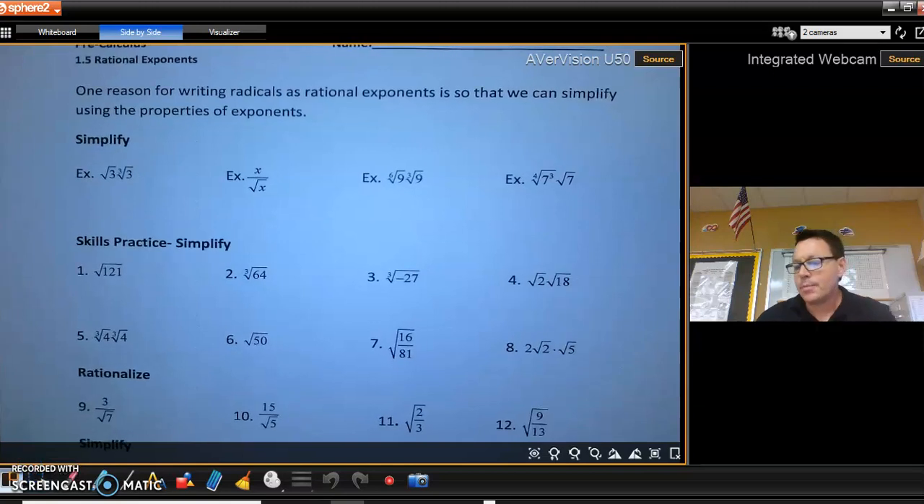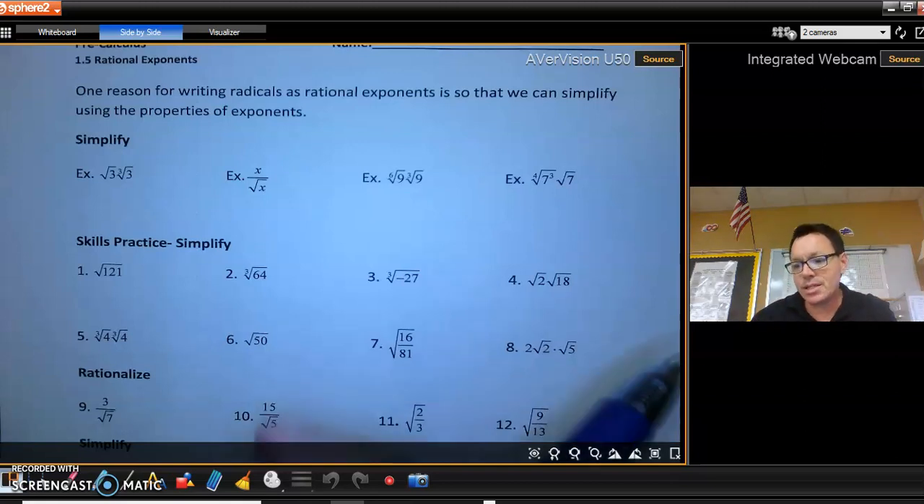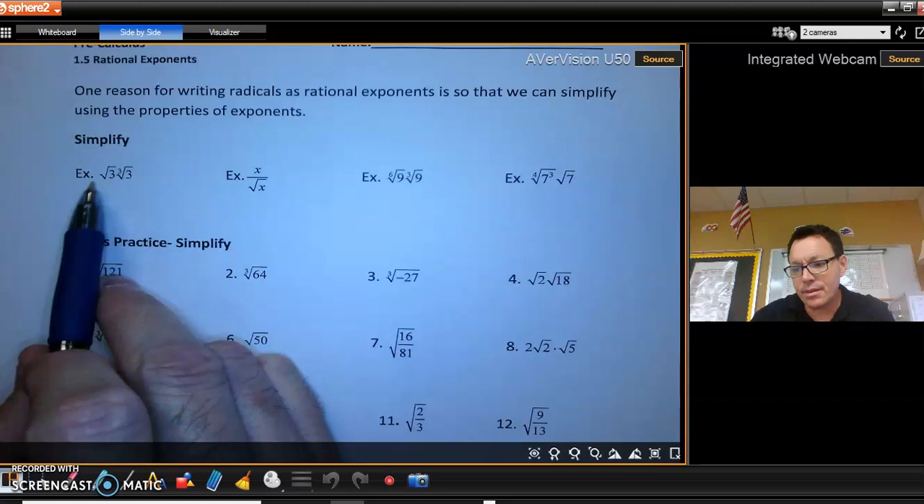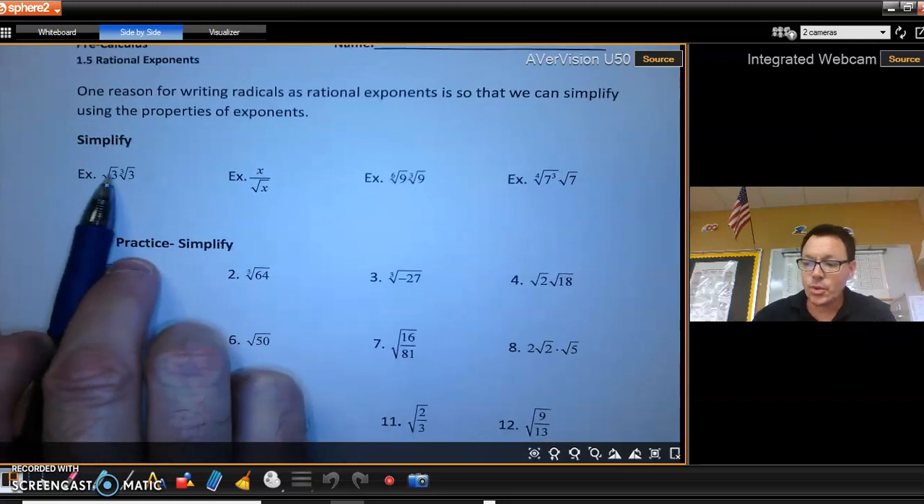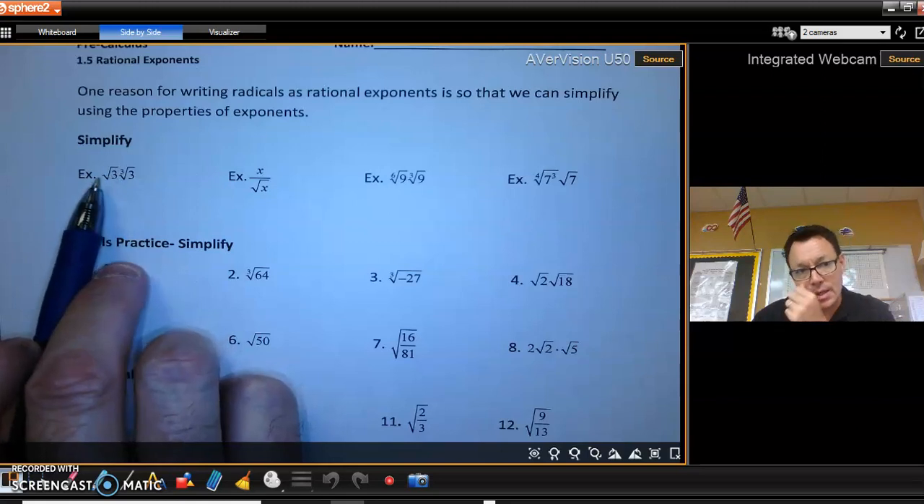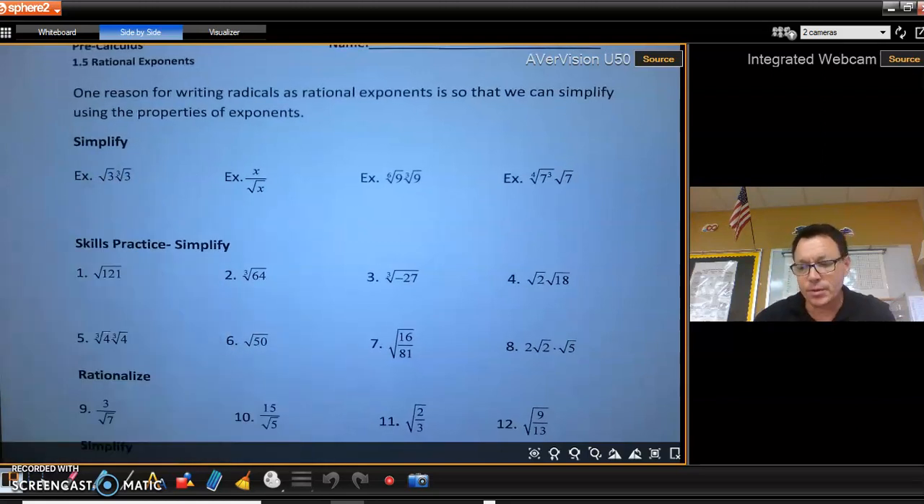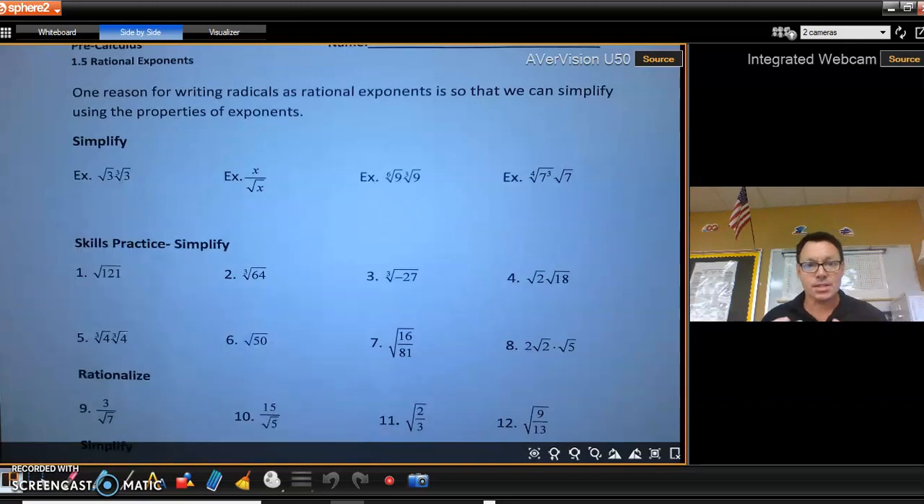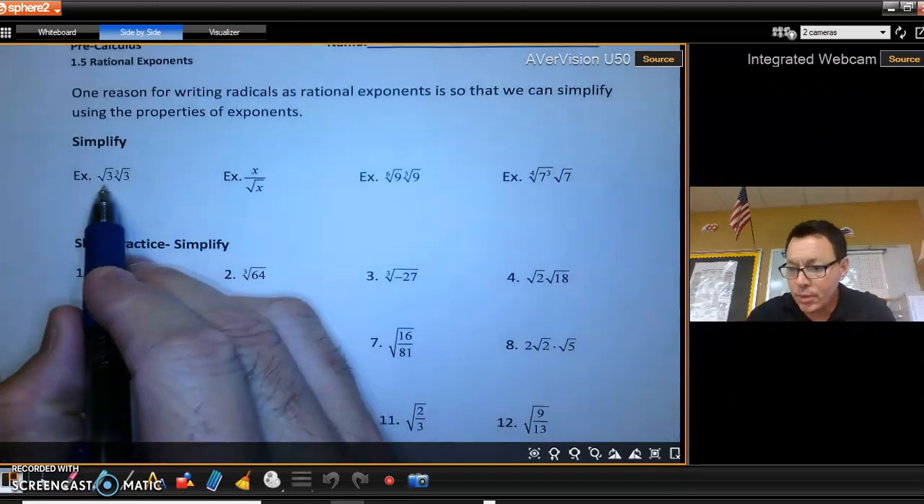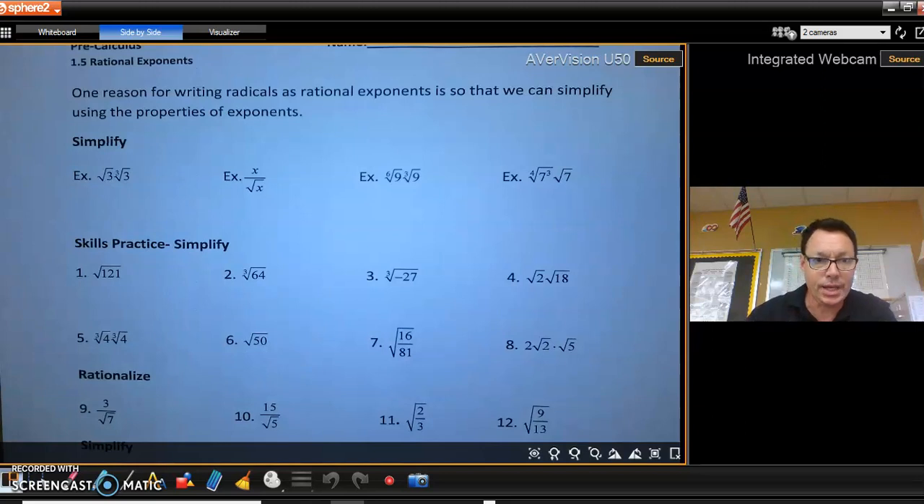All right, now the whole reason that we even use these rational exponents is because it allows us to simplify things that don't have radicals that have the same index. It allows us to simplify things like this. For example, this is the square root of 3 and this is the cube root of 3. They're not the same. We can't combine them together and multiply them or do anything with them unless we turn both of these into rational exponents.